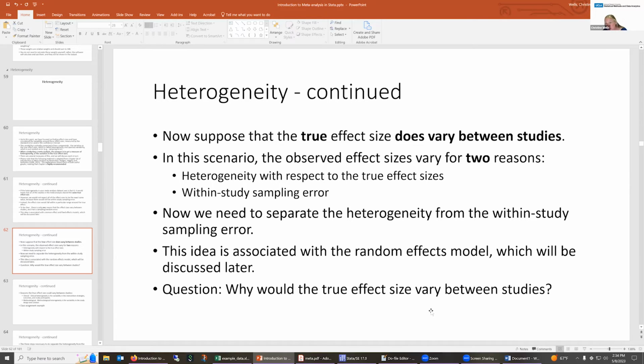Without looking at the next slide, anybody want to guess why the true effect sizes could vary between studies? Why would that be true? Somebody be brave, unmute yourself, talk to me. Okay.